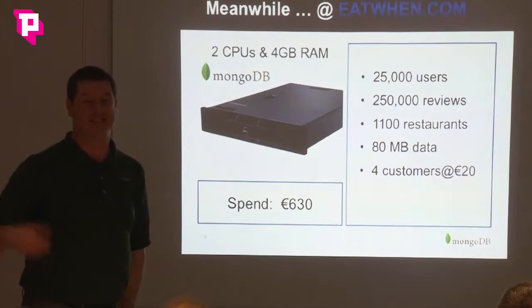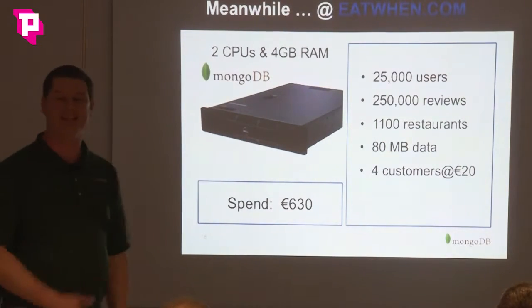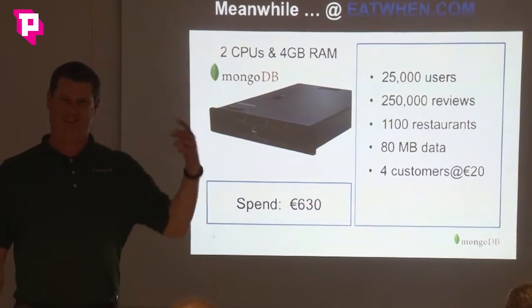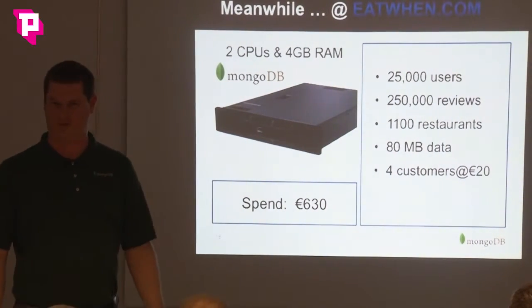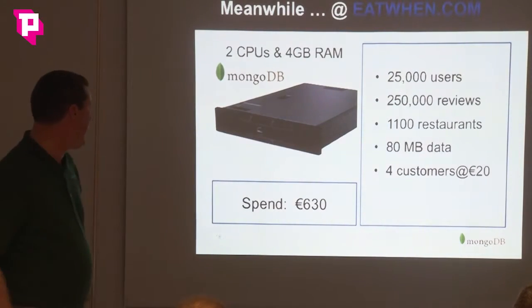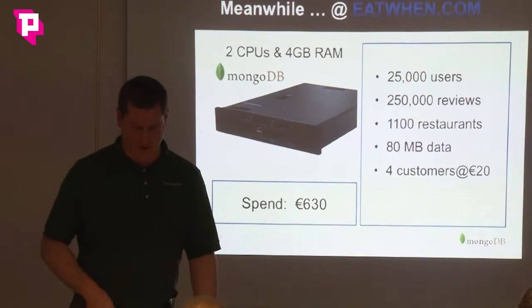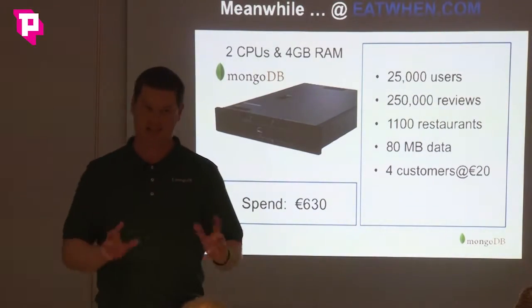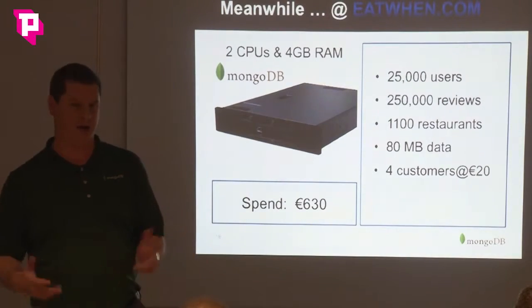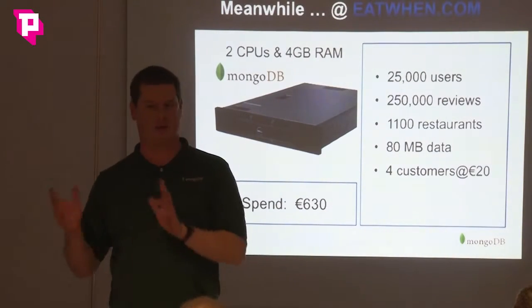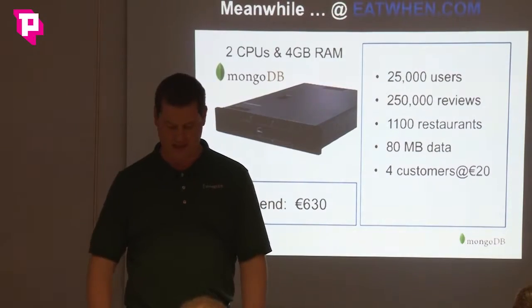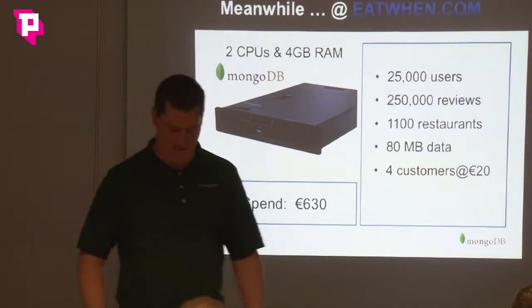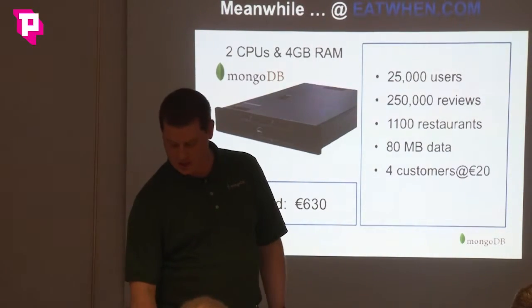At eatwen.com, this guy's still playing catch up. The good thing is he came along second, and there's some people who always like to choose the second one, because you know it's only the hipsters still on the first one. So he's now got 25,000 users, 250,000 reviews, 100 restaurants, 80 meg of data. As I said, the data's a little bit bigger in MongoDB. Certainly until you start doing some clever things, it's going to be a little bit bigger than your relational database. And he's got 4 customers, so he's also, you know, $75, $80. He's happy. And it just kind of chugs along.